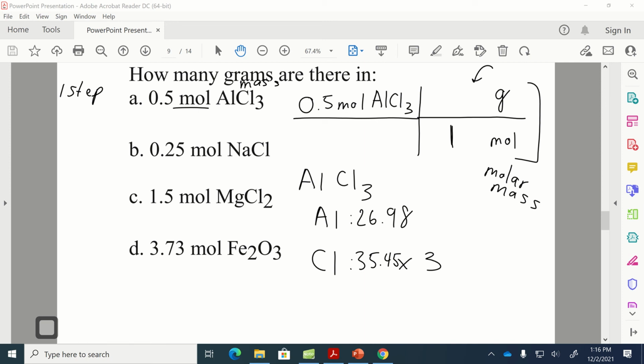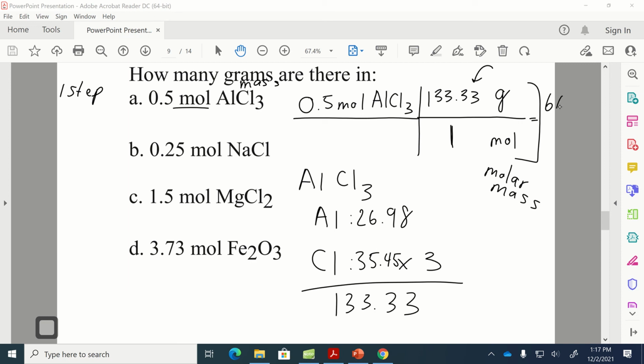So I'm going to add these together. So 26.98 plus 35.45 times 3. Again, just the 35.45. The total molar mass of this is 133.33. Okay, we should always kind of come off, obviously, to the second decimal. So that's what I write up top here, 133.33. And then I can see what I'm doing. Again, when I go across the top, I multiply. When I go across the bottom, I'm dividing. So 0.5 times 133.33. All right.